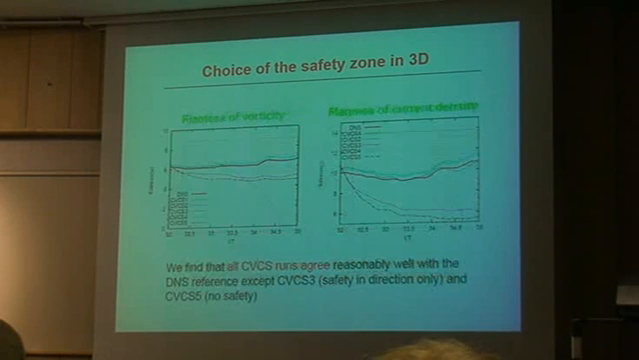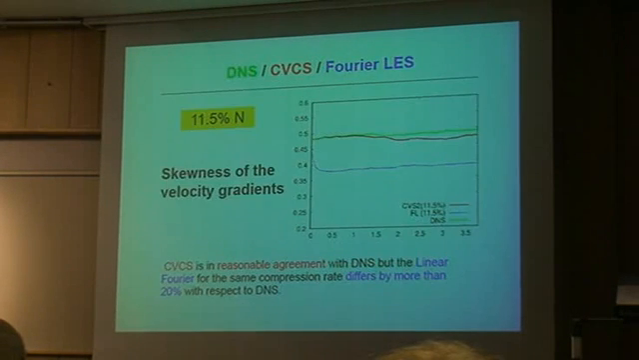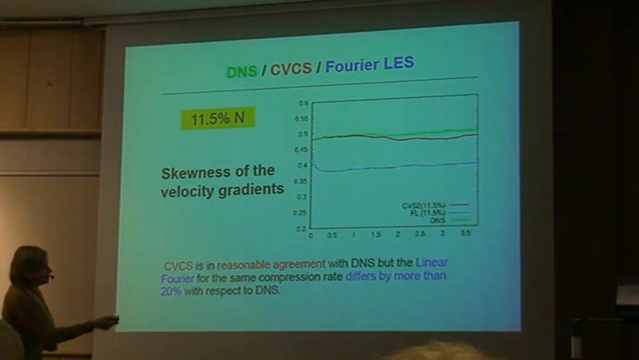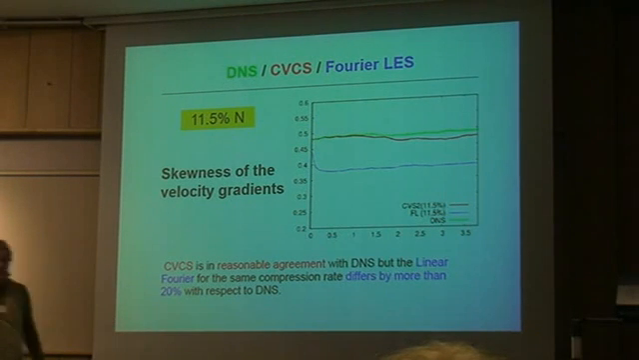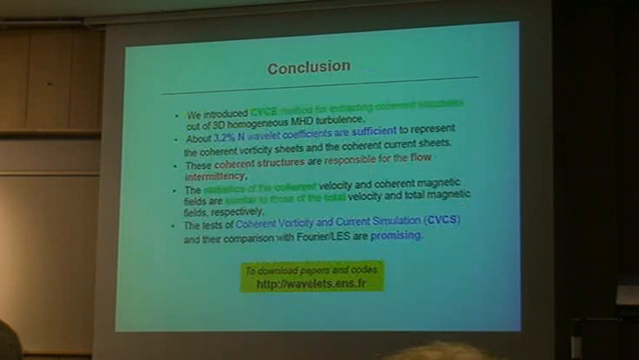In this paper, we compare different ways of doing our safety zone. But you see that we can get the flatness of vorticity right, the flatness of current density right, and with only 11% of the modes, including the safety zone, we keep also the skewness of velocity gradient. If we were doing it in Fourier, we would not have the flatness of velocity gradient because we are destroying the PDF. And these are the conclusions.